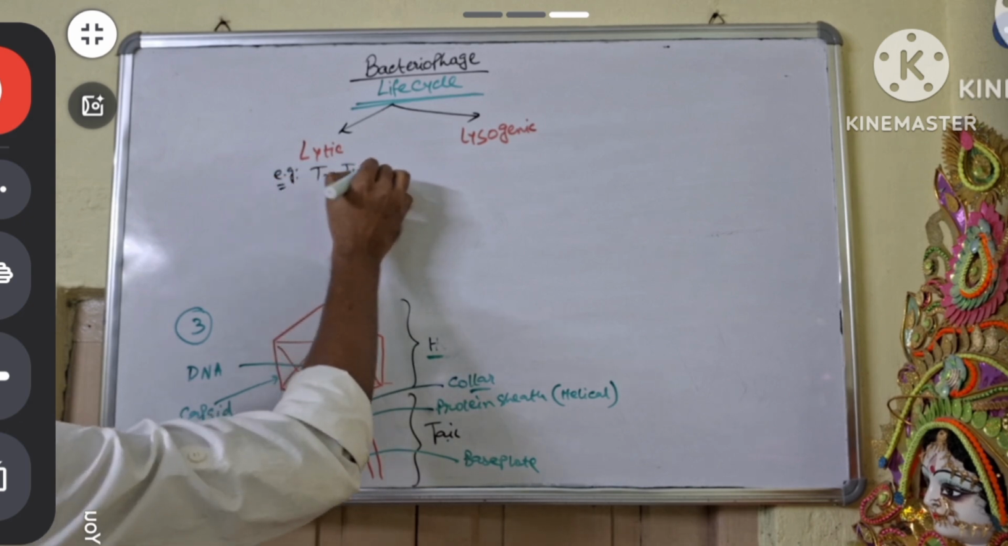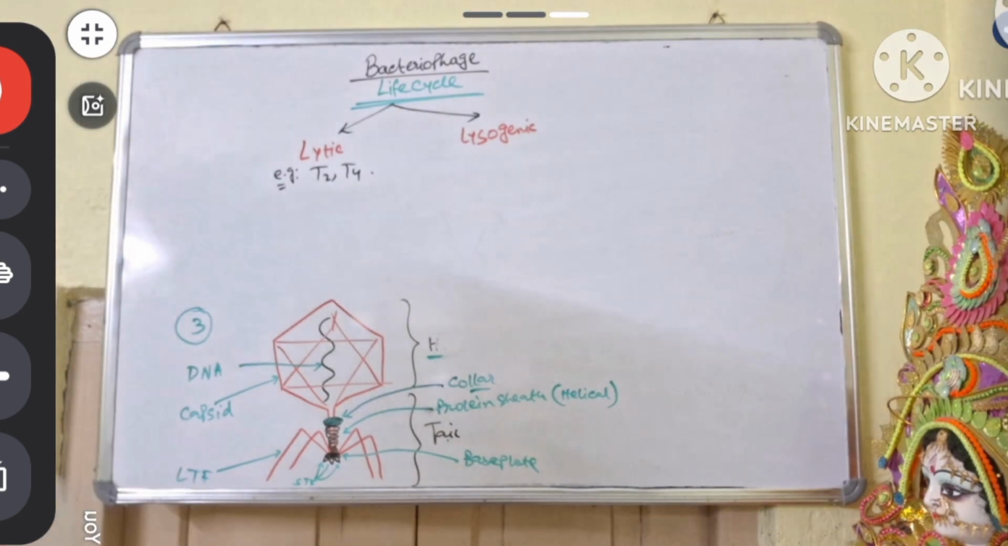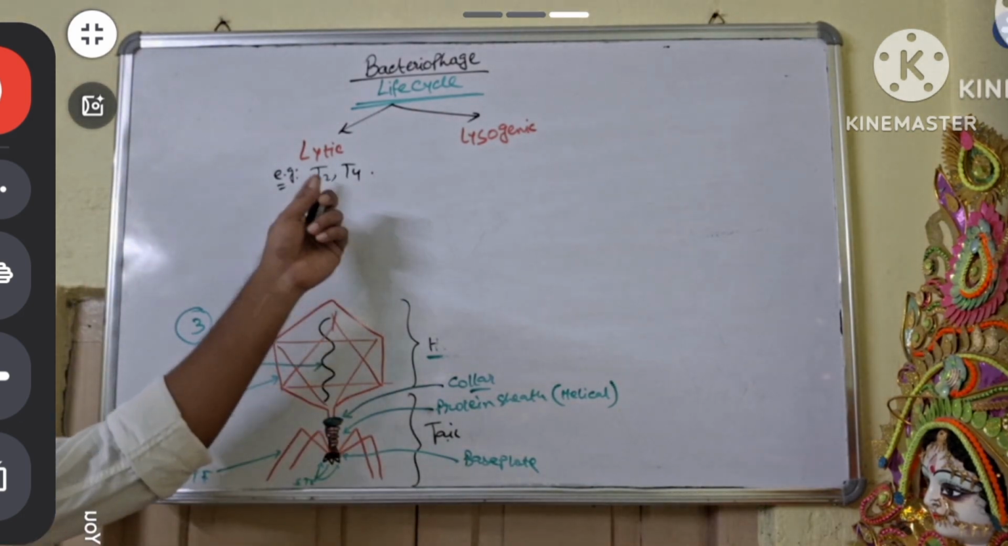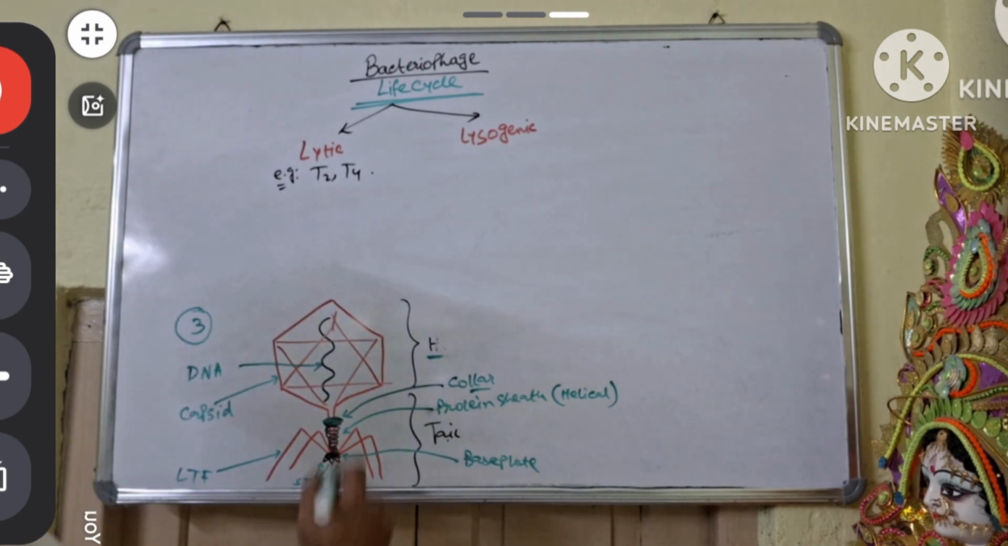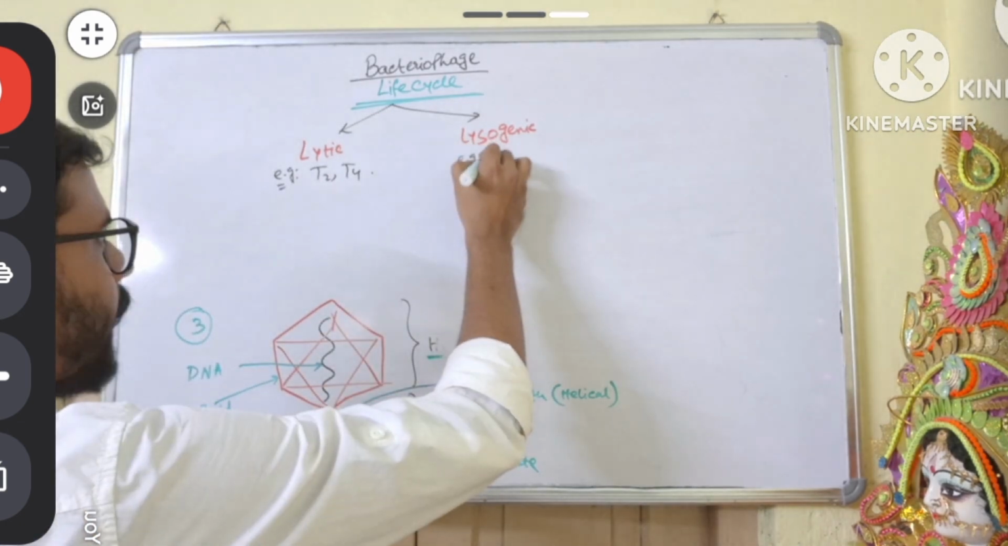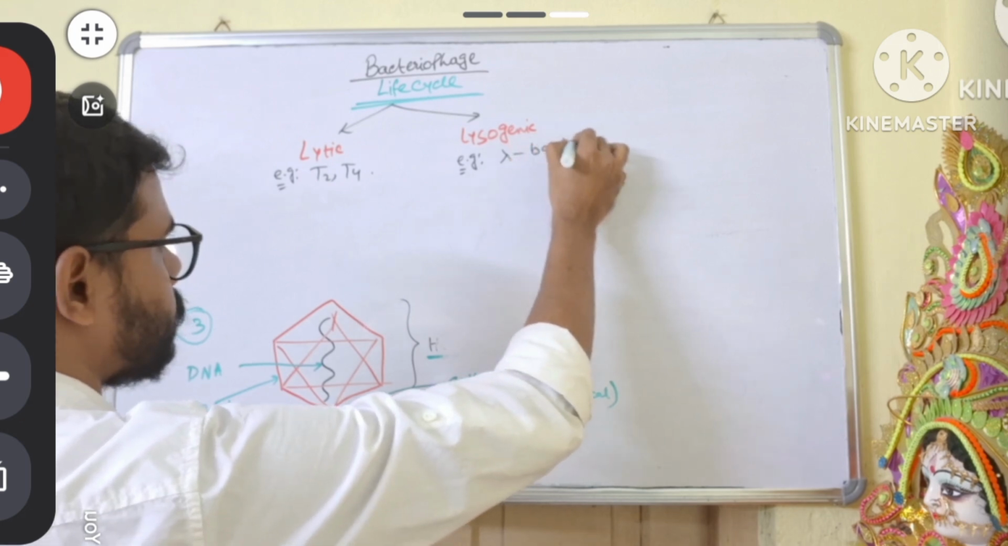Common example of a lytic bacteriophage: T2, T4, etc. T bacteriophage. T can be odd or can be even. Here it is given even number, T2, T4. A good example of lysogenic is lambda bacteriophage.